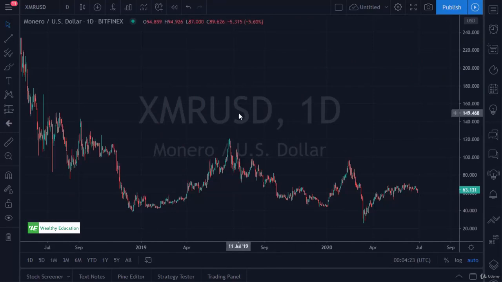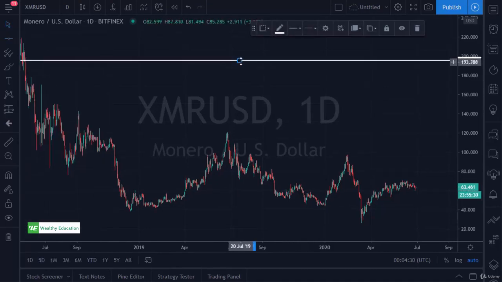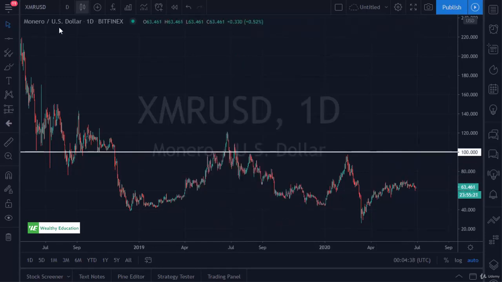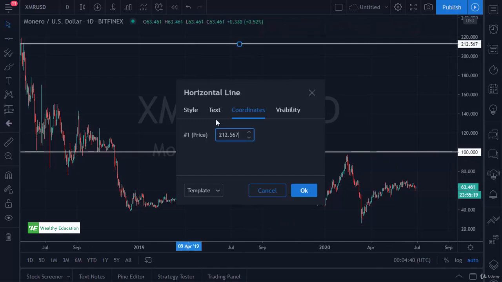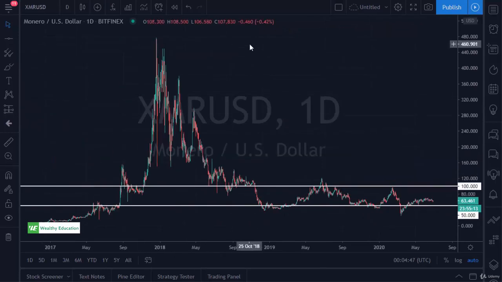Here's Monero. So let's try a couple of big round figures. You can double click on it and just bring up this right away. You don't have to do the pull down menu. So let's try $100. And then let's try $50. See what we get. Okay, well, you can see there's definite resistance there, support there, etc.